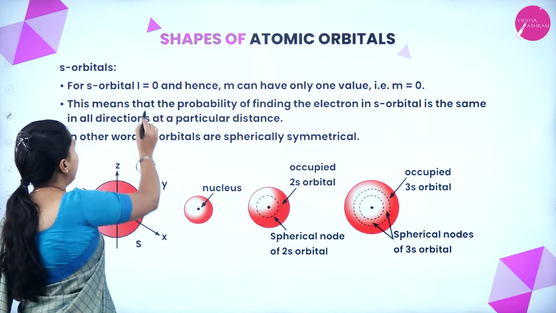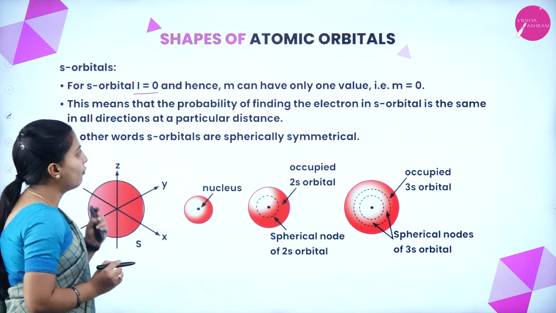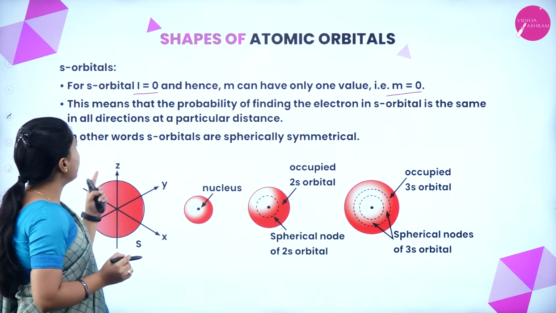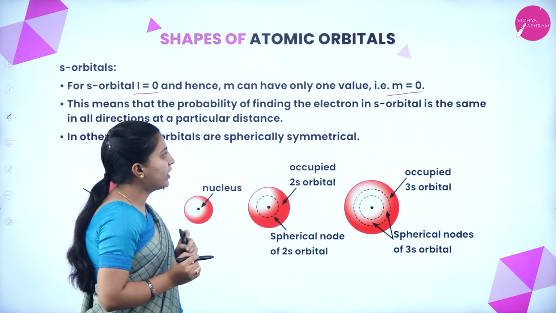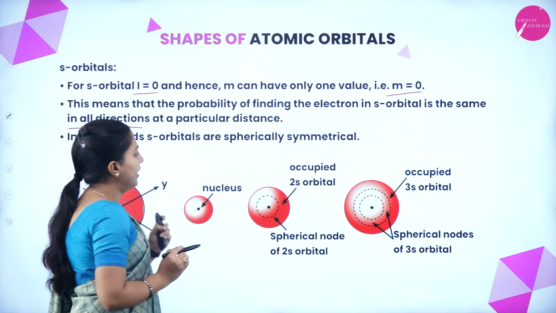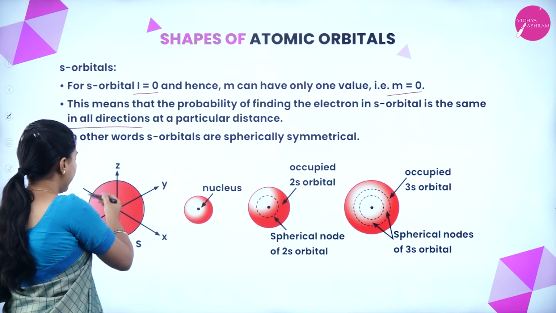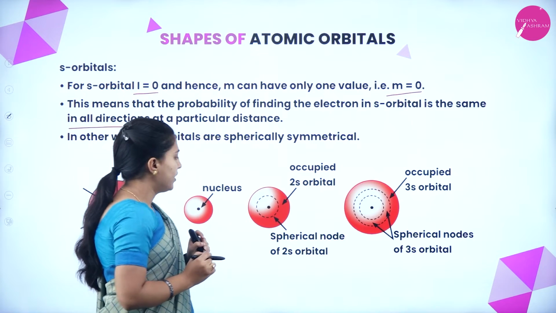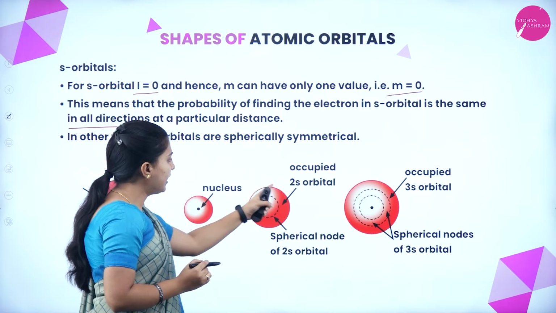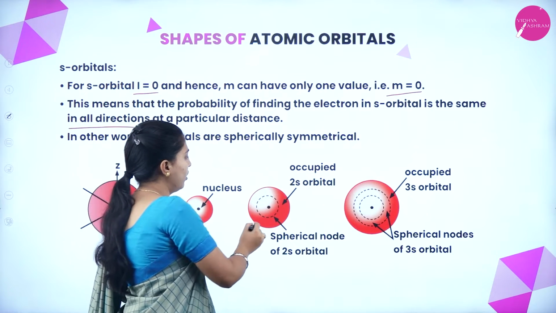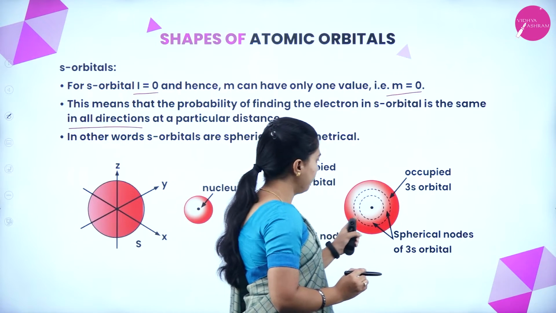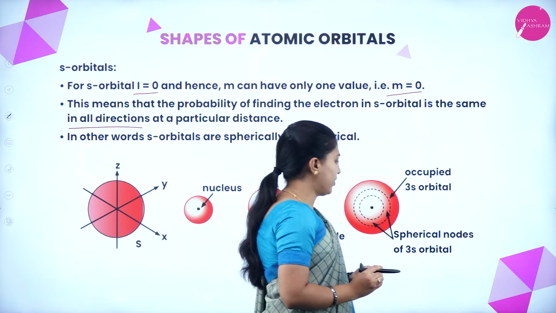For S orbital, L will be 0 and hence M can have only one value, that is M will be 0. This means that the probability of finding the electron in an S orbital is the same in all directions at a particular distance. It is spherical in shape. See here, this is the nucleus, and the finding of the electron is equal in all directions. Nucleus, 1s and 2s orbital. Here 1s, 2s and 3s orbital.